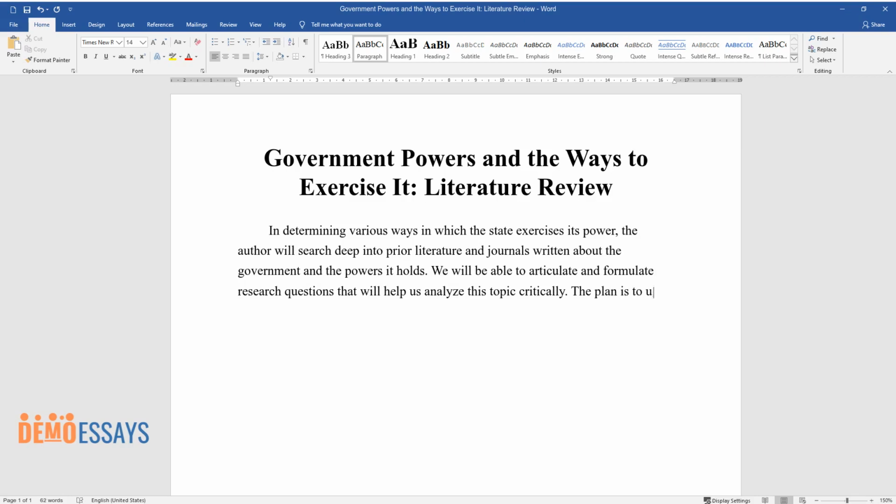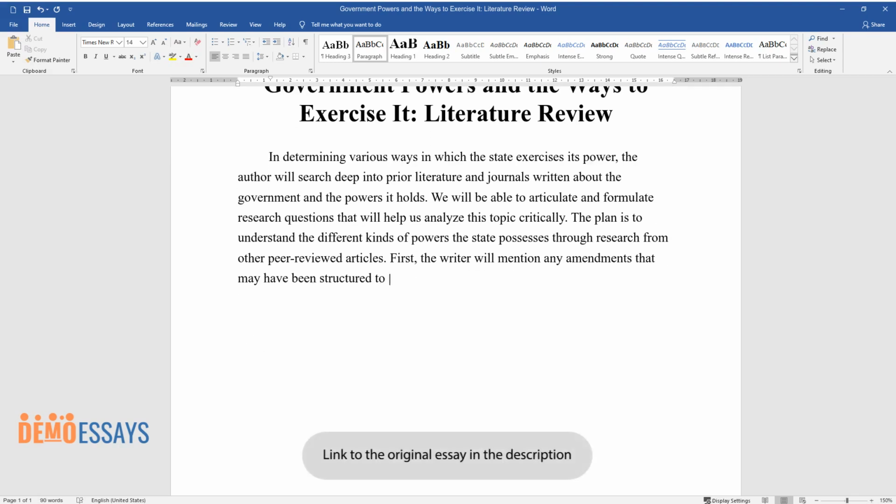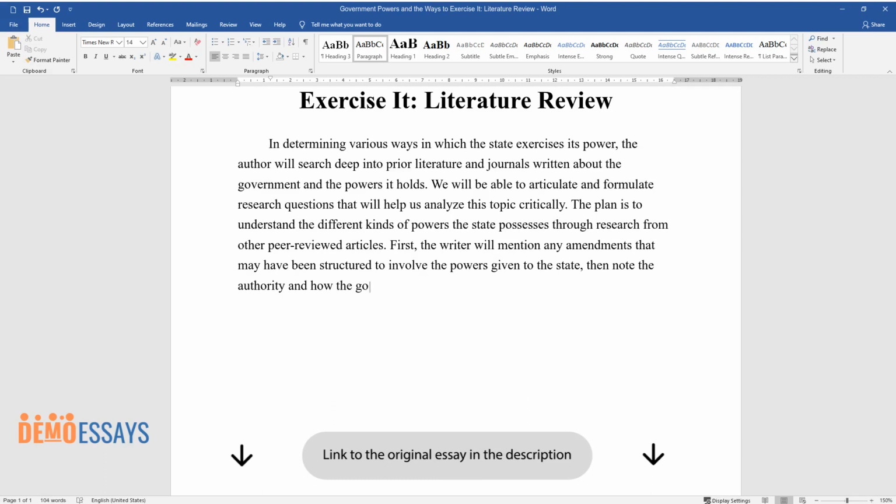The plan is to understand the different kinds of powers the state possesses through research from other peer-reviewed articles. First, the writer will mention any amendments that may have been structured to involve the powers given to the state, then note the authority and how the government can misuse it, and lastly, the difference between federal and state powers.